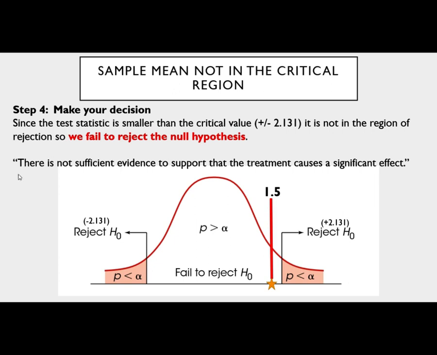And then we make our sentence to summarize. There is not significant or sufficient evidence to support that the treatment effect causes a significant effect, or in this case, there is not, sorry, it's hard to say all these S's. There is not sufficient evidence to support the claim that men's height is not 1.74 or 174.1 centimeters.